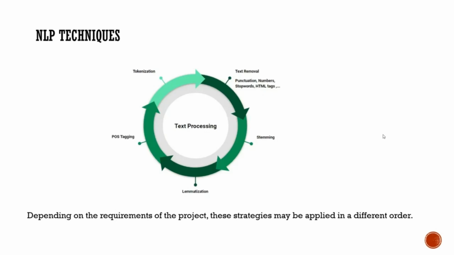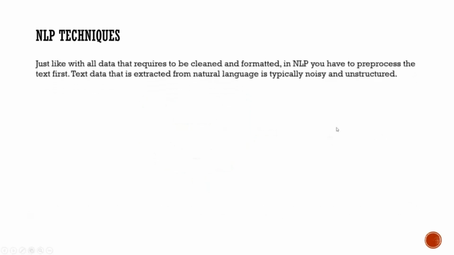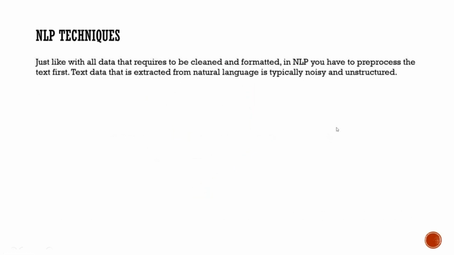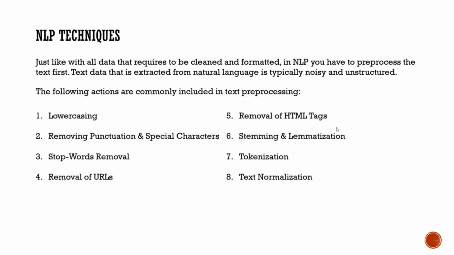So you will deal with stemming, lemmatization, POS tagging and tokenization. These are keywords, or techniques, that you need to know when you're dealing with NLP. Text data extracted from natural language is typically noisy and unstructured, so you would need to pre-process the text before you can then apply it in your machine learning.